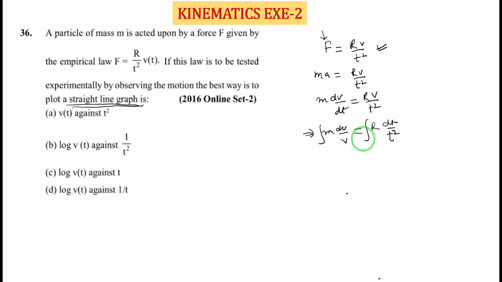Integrate both sides. So m into ln V equals to R into minus 1 upon T. 1 upon T square is integrated as minus 1 upon T. Now in this case, you will see this term as y and you will see this term as x. Then you will get a straight line equation with the negative slope, right? So the graph that will come with the straight line is ln V and 1 upon T. So the answer is D.